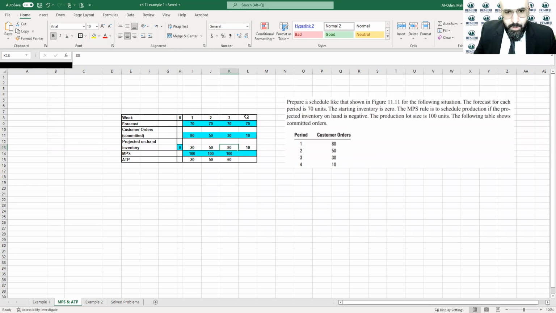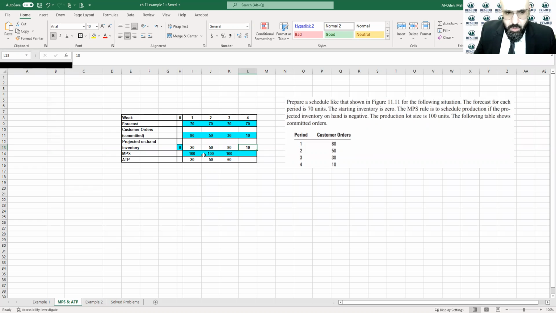And now for period 4, we have the demand of 70. We're expecting the demand to be 70, but so far we have received 10 orders. So we're going to go with the 70. So 80 minus 70 would leave you with 10 units of available inventory by the end of period 4. Now let's do the available to promise.